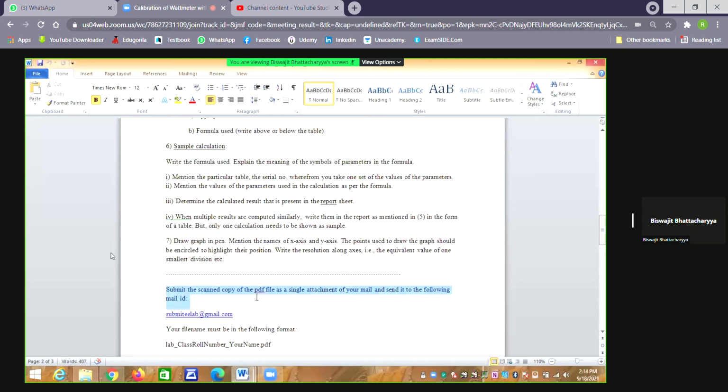Submit the scanned copy of the PDF file as a single attachment of your mail and send it to the following mail ID. Submit eLab, don't worry, I will give you that particular material also. So that will be the destination email ID.